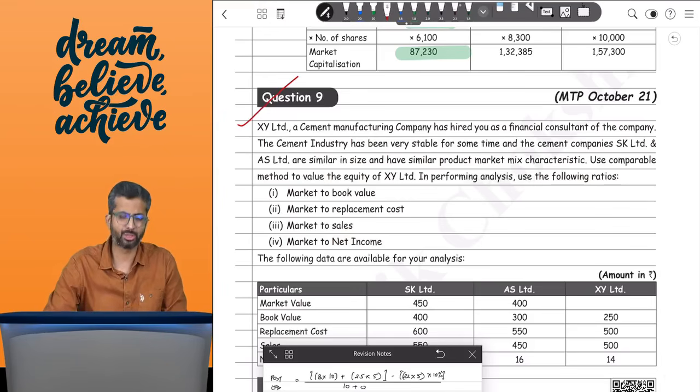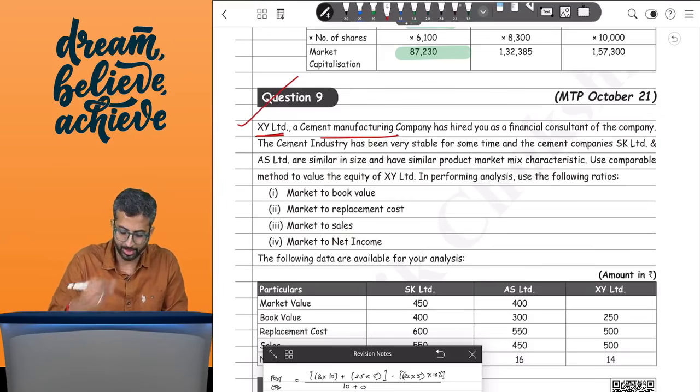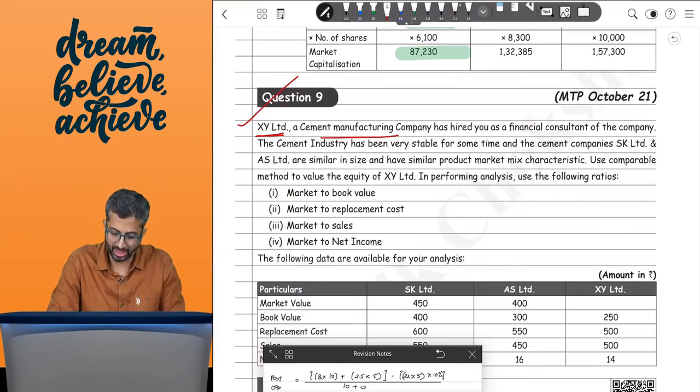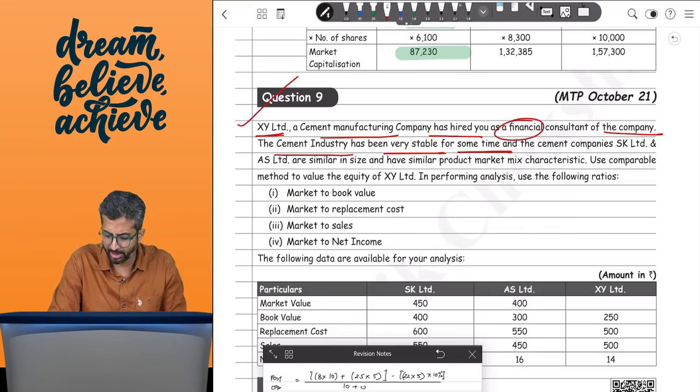Next we have question number 9, which is on comparable company workings, where XY is a cement manufacturing company like JSW Cements, for example, that hired you as a financial consultant. The cement industry is very stable for some time, and the cement companies SK and AS are similar in size.